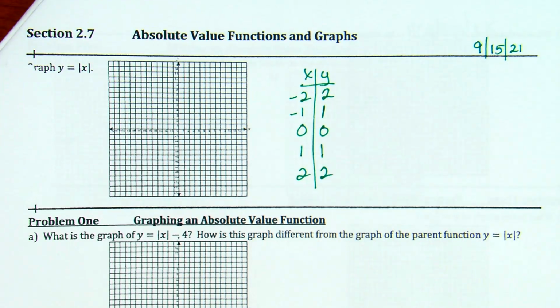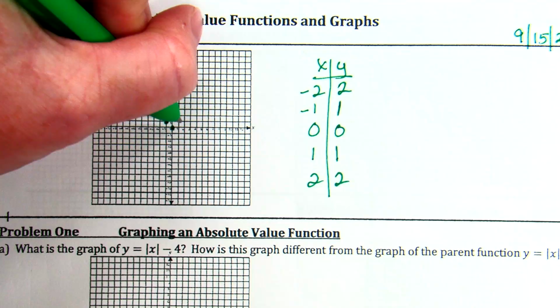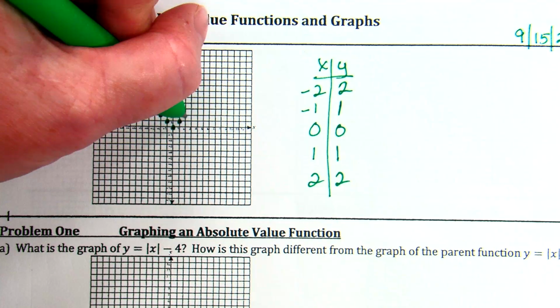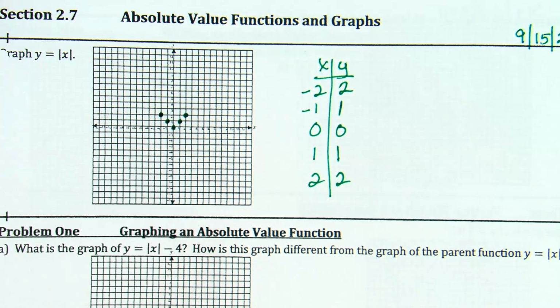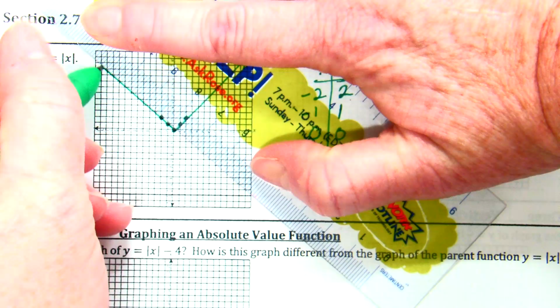Negative 2, positive 2 is going to take me 2 left, 2 up. Negative 1, 1. Left 1, up 1. 0, 0. Middle of the graph. 1, 1. Over 1 to the right and up 1. And 2, 2. Right 2, up 2. It's small in the amount of dots I have written. However, does my V end there? No, it keeps going. There you go, to infinity and beyond.